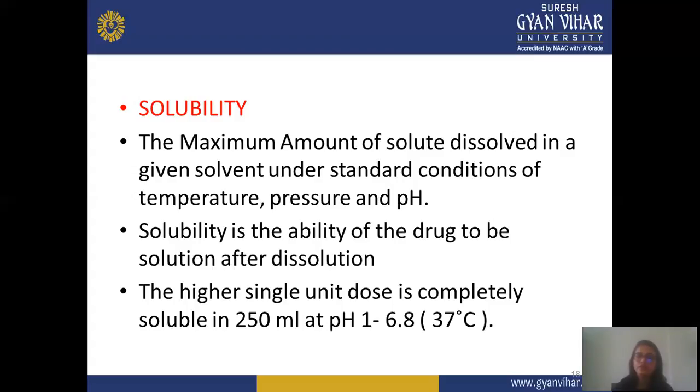The highest single dose is completely soluble in 250 ml at pH 1 to 6.8 at 37 degrees Celsius. It's an example. If you are taking a single dose, then it should be completely solubilized in 250 ml solution, where the pH condition is 1 to 6.8 according to your formulation and where the effect is required, in buffer solution in 250 ml, and it should be completely solubilized at body temperature, that is 37 degrees Celsius.